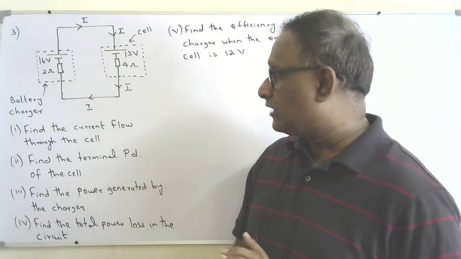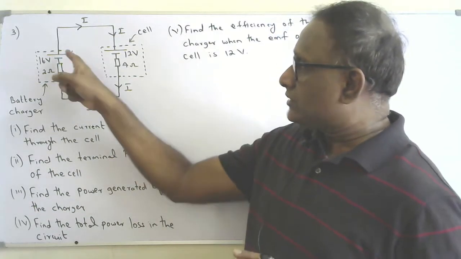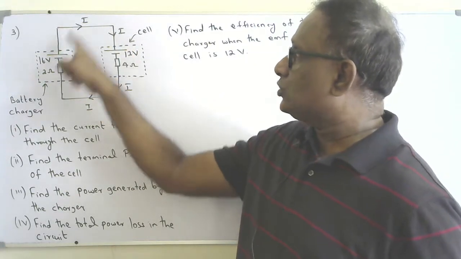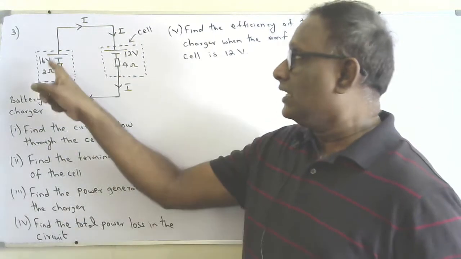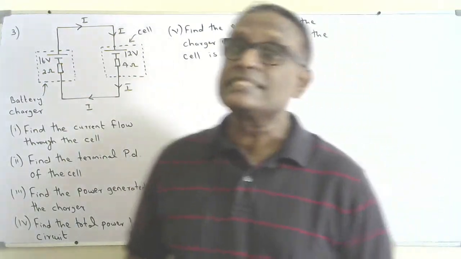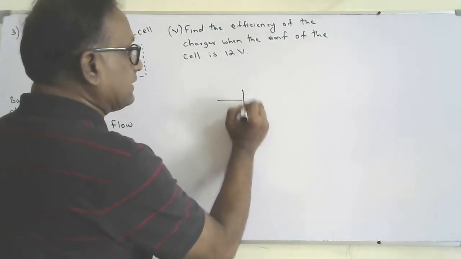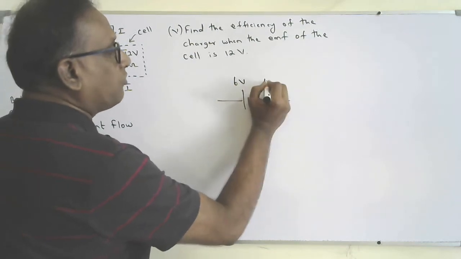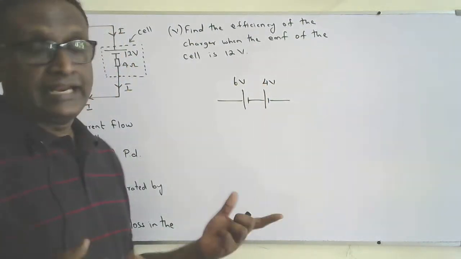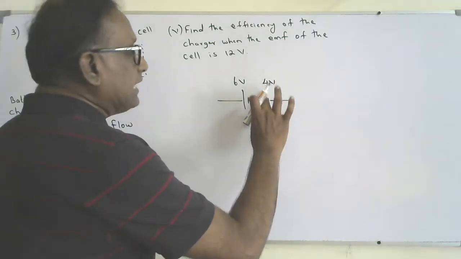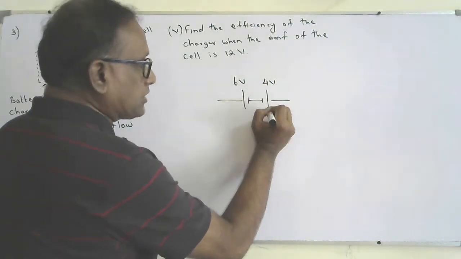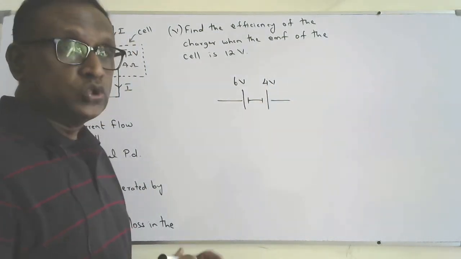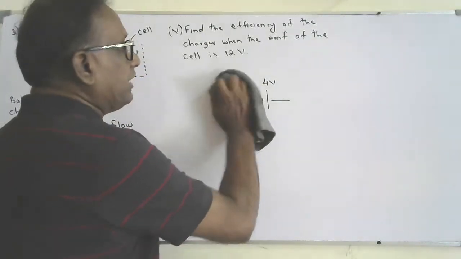Right, first part, find the current flowing through the cell. Here, the positive terminal of the charger and the positive terminal of the cell are connected together. So they are not in series. For example, if you connect two cells like this, if the EMF of this one is 6 volt and this is 4 volt, then the total EMF will be 10 volt. But if you connect it the other way, positive, negative, negative, positive, the total EMF in the circuit will be 6 minus 4, that will be 2 volt. Okay, so here also they are connected the same way.